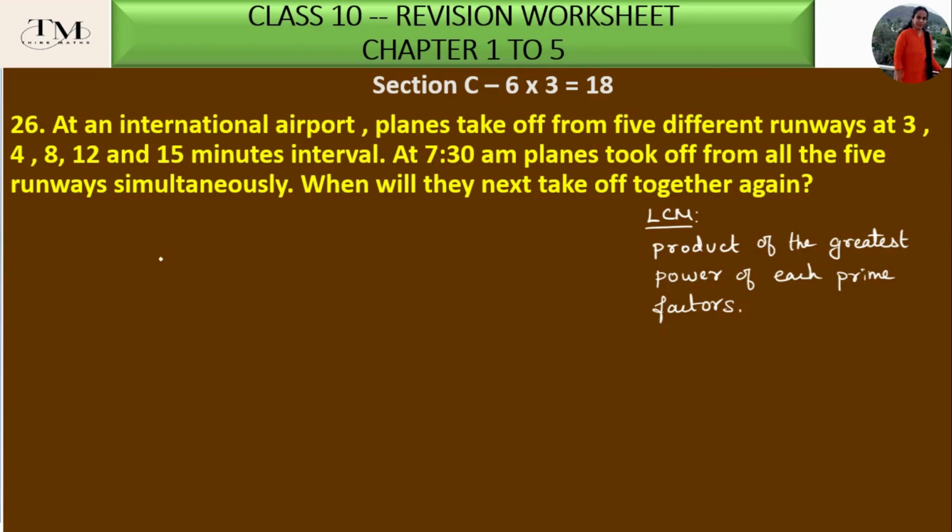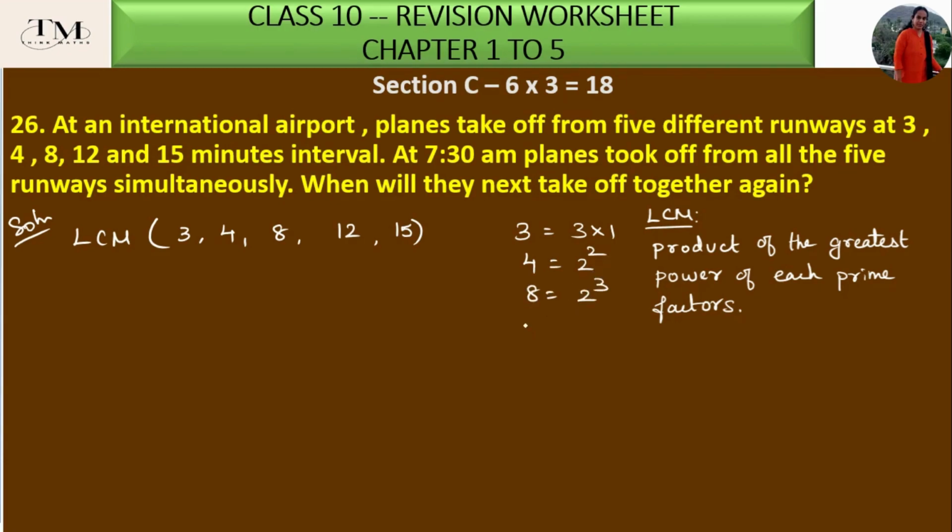Now we have to find the LCM of 3, 4, 8, 12, 15. So let us factorize this. 3 we cannot factorize, 3 is a prime factor, so 3 into 1. 4 can be written as 2 square. 8 is nothing but 2 cube. 12 is 2 square into 3, because 4 3s are 12. 15 is 3 into 5.